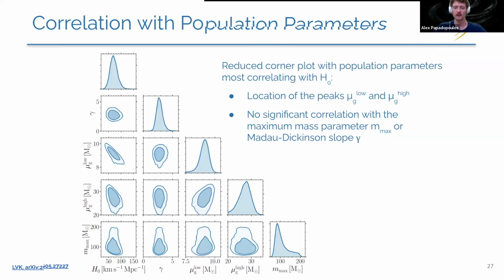However, we do also find that there is not a significant correlation with either the maximum mass, which is in that bottom left corner. There's a slight slant, but in general, it's not super informative. And also, we don't find any correlation at all, really, with the gamma parameter, which is the low redshift slope of Madau-Dickinson. As I say, this is a reduced corner plot. There's lots of other parameters in here, but some of them are unfortunately just not very cosmologically informative. Next slide, please, Isaac.